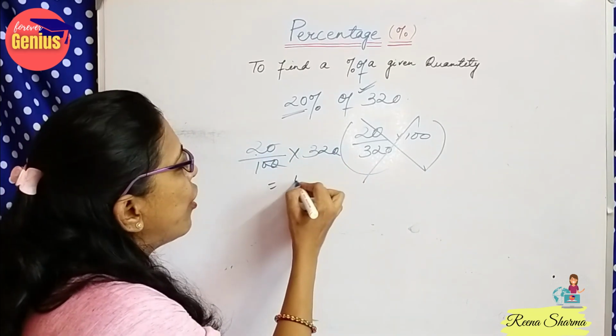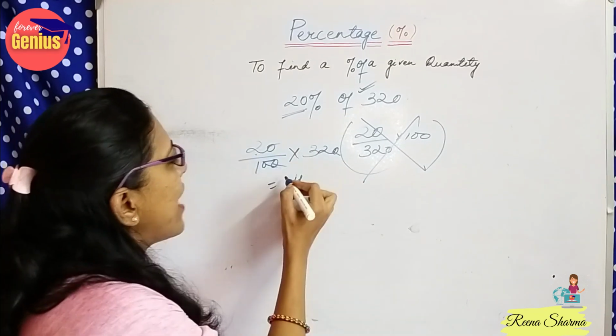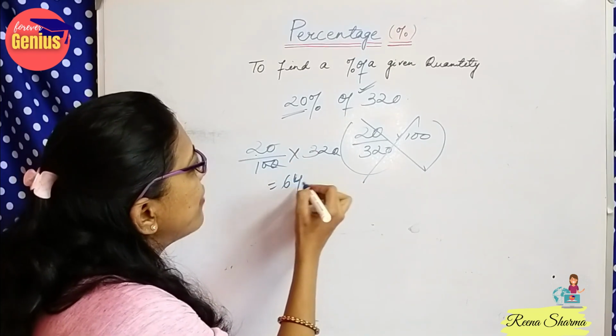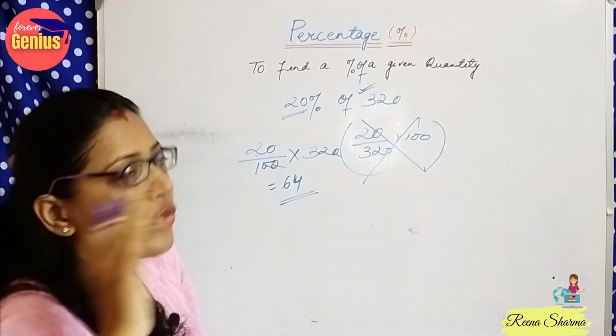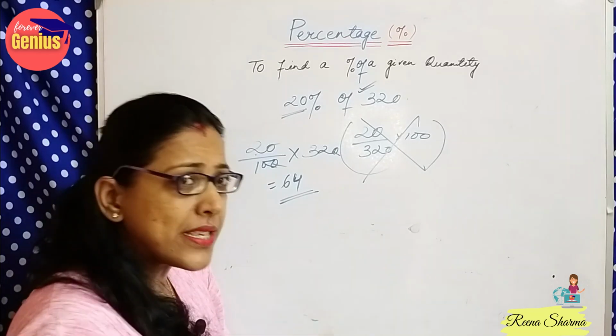So just find it. 2 2s are 4 and 2 3s are 6. So 64 is the answer. So 20% of 320 will be 64.